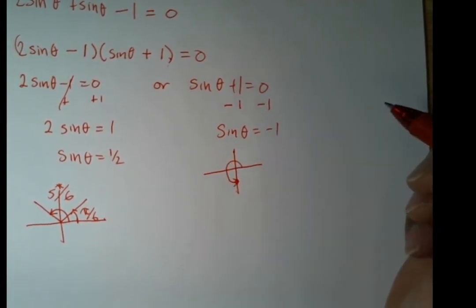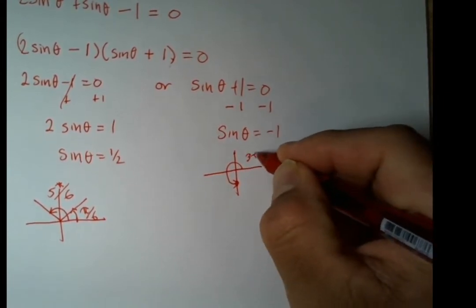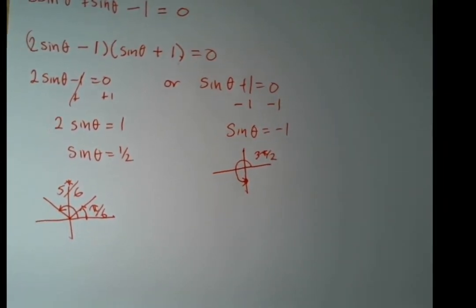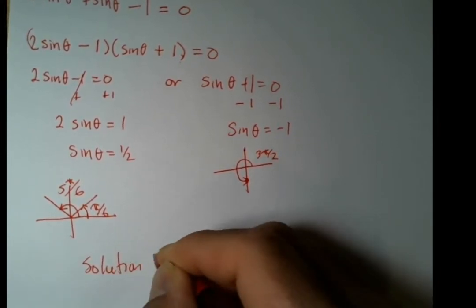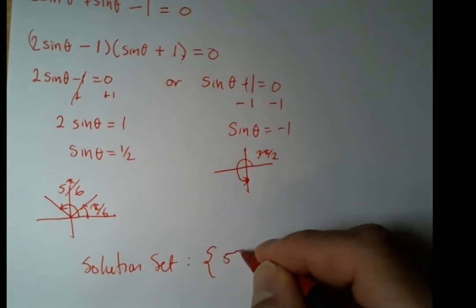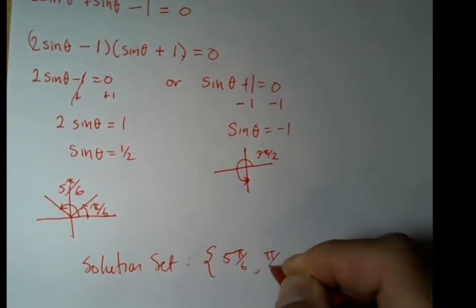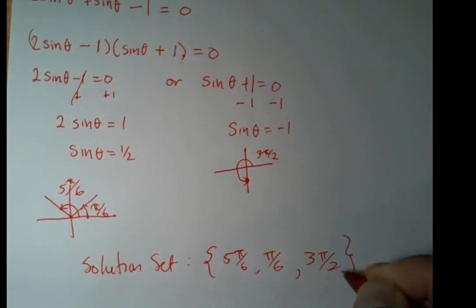It's a quadrantal angle. So here theta is equal to 3 pi over 2. So we have our solution set. Our solution set is 5 pi over 6, pi over 6, and 3 pi over 2.